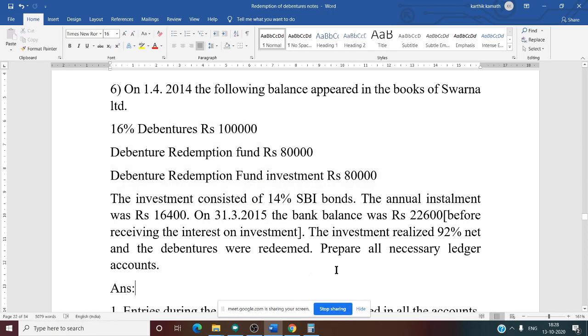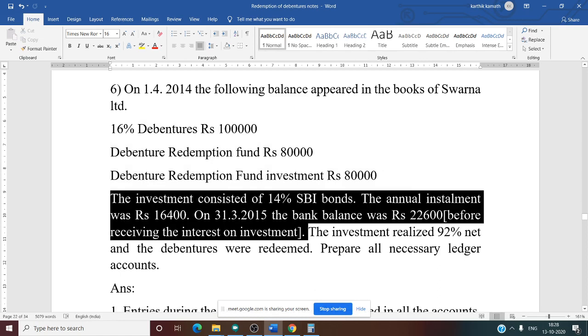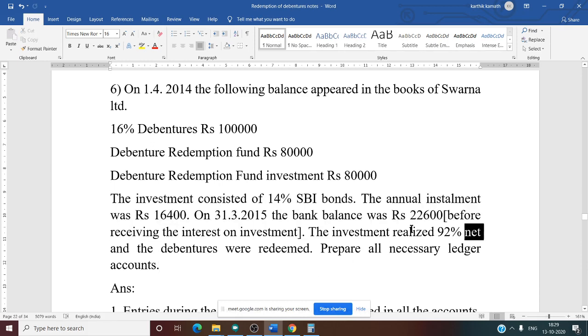Okay. So now the bank balance doesn't involve interest on investment. That means you need to write interest on investment of the last year in the bank account, on the debit side. In the bank account debit side, you need to write interest on investment of the last year. Okay. The investment realized for 92% net.